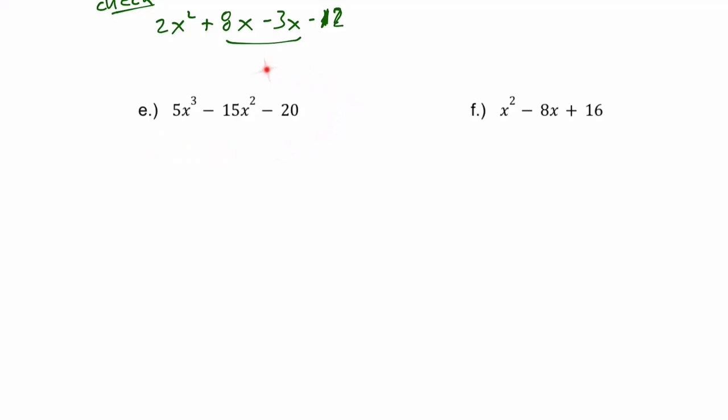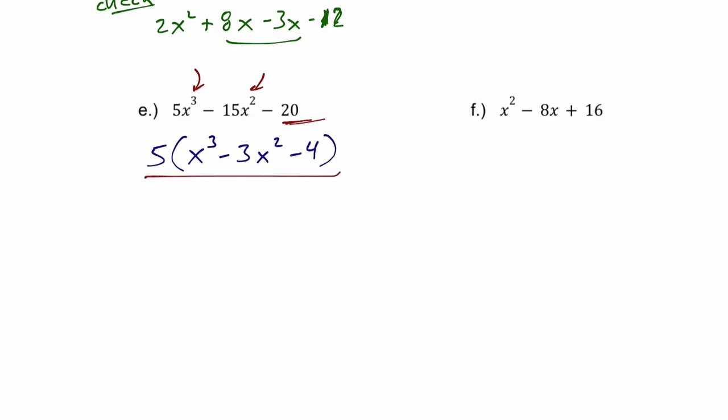Now, in example E, we have to be a little bit cautious. Notice that this exponent is a 3 and a 2, but then the last term is just a constant term. So it turns out we can factor this a little bit because 5 is a common factor. I can take 5 away from x cubed. 15 becomes 3 if I divide by 5, and 20 becomes 4. But that's all that we can do. This is the final answer, based on the way the problem is written.